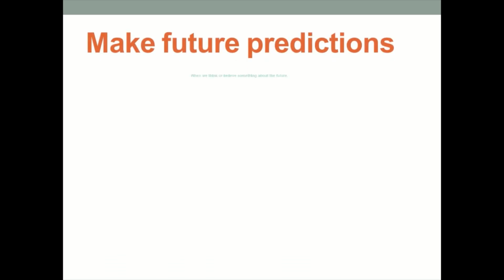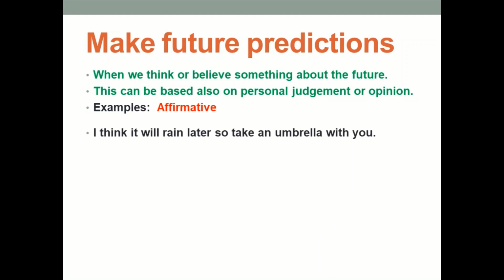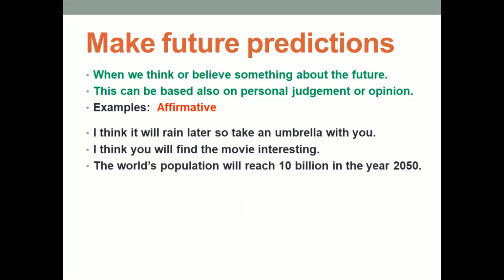We use will to make future predictions when we think or believe something about the future. And this can also be based on personal judgment or opinion. For example, in the affirmative form, I think it will rain later, so take an umbrella with you. I think you will find the movie interesting. The world's population will reach 10 billion in the year 2050. In the year 2050, we will have flying cars.